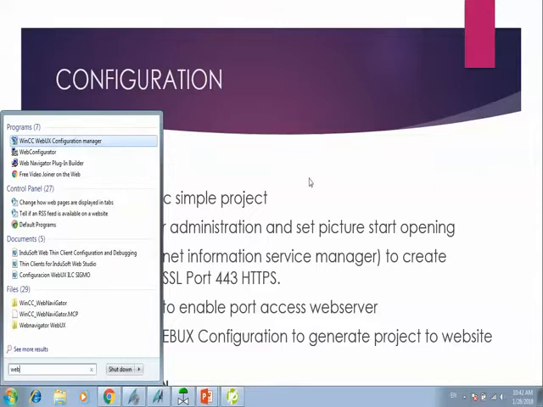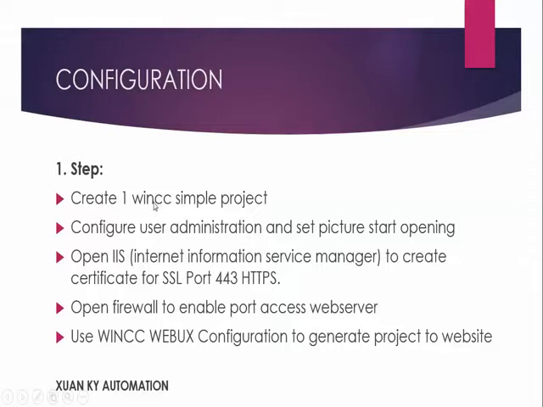Step one, we need to create one simple WinCC project. The second, configuration: user administration and set pictures for starting the opening of Web UX. Open IIS, Internet Information Services Manager, to create a certificate for HTTPS port 443. I will show you this in the video clearly. Open the firewall to enable port access for the web server. This one is very important. If you don't open the firewall port, you cannot access the project because your computer is in protection. So I will show you clearly about this item.